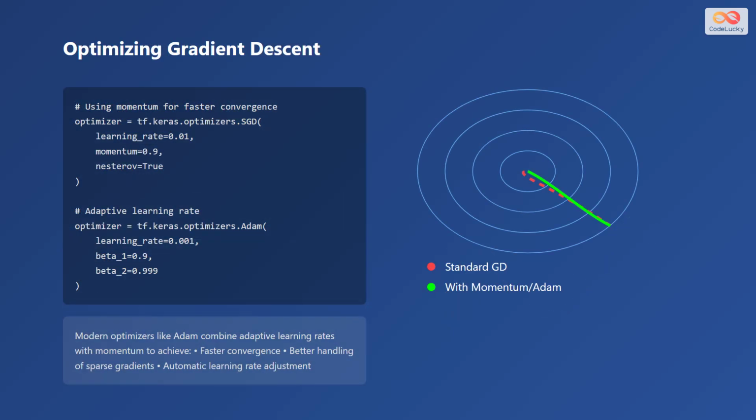To optimize gradient descent, we can use momentum for faster convergence. To do this, we can use TensorFlow's keras optimizers SGD, where we specify a learning rate, a momentum, and whether to use Nesterov momentum. We can also use adaptive learning rates by using optimizers like Adam, where we specify a learning rate and beta parameters. Modern optimizers like Adam combine adaptive learning rates with momentum to achieve faster convergence, better handling of sparse gradients, and automatic learning rate adjustment.